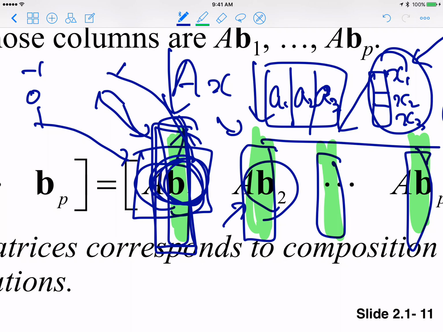So A and A times B. The span of columns, which one is bigger? A times B? A times B? A. A times B.